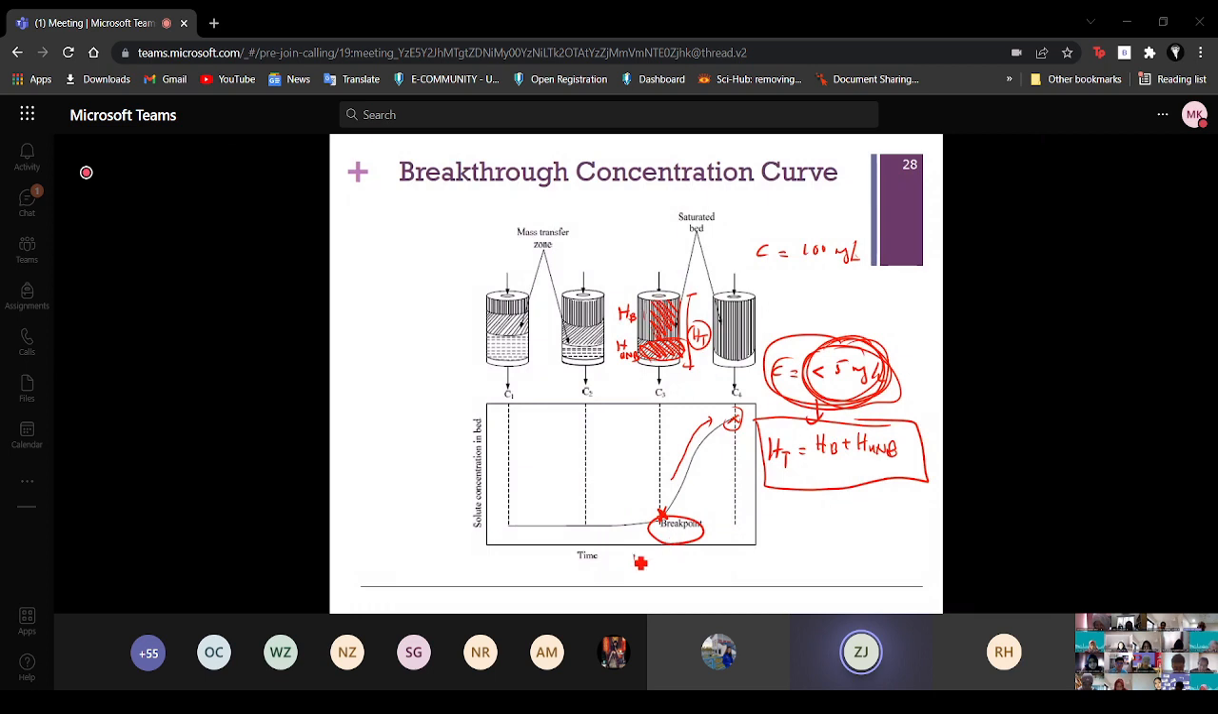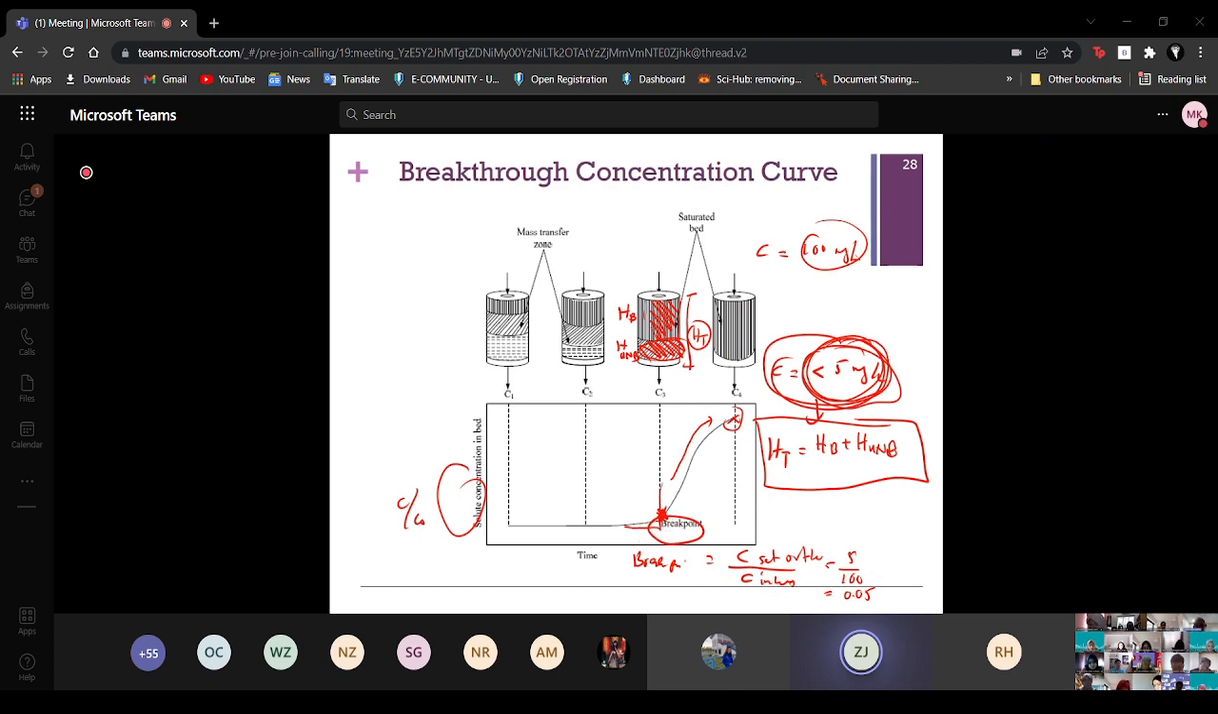How to get the break point? Break point is basically the C set at the outlet, whatever you set, divided by C inlet. Let's say your C inlet is 100, your set point is 5. So this break point is going to be 5 divided by 100, so it is equal to 0.05. Because you know that this one is the ratio C over C naught, you plot that one. So this is what we consider as the break point.